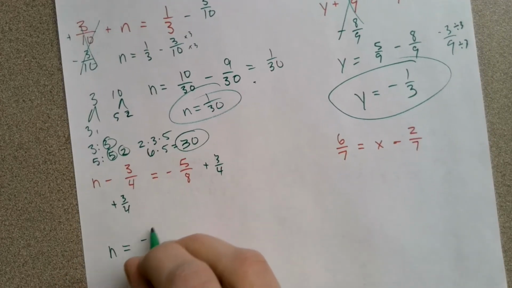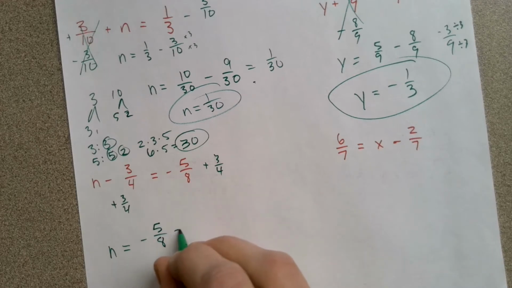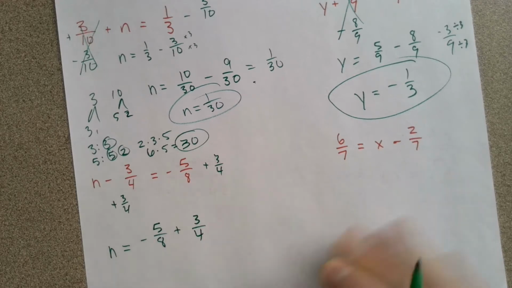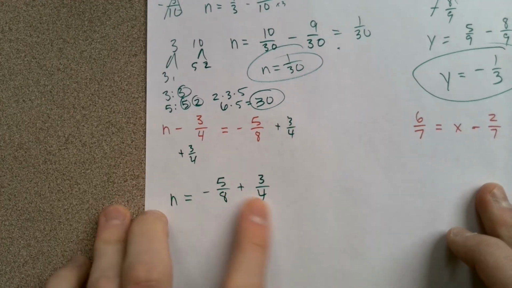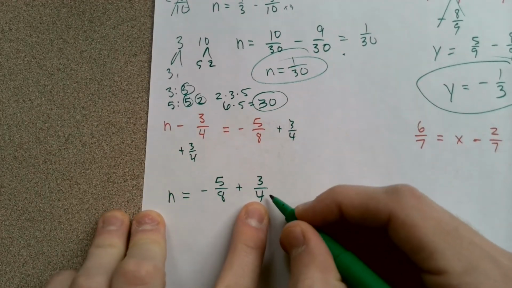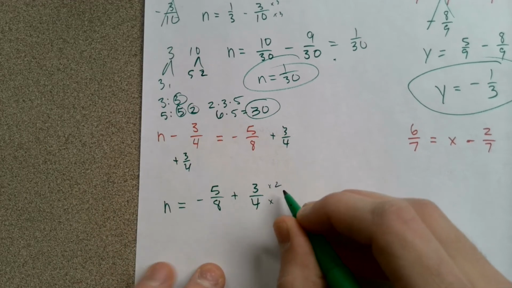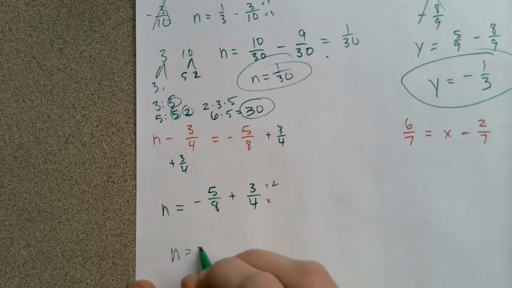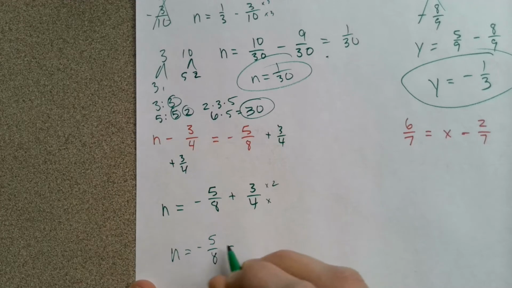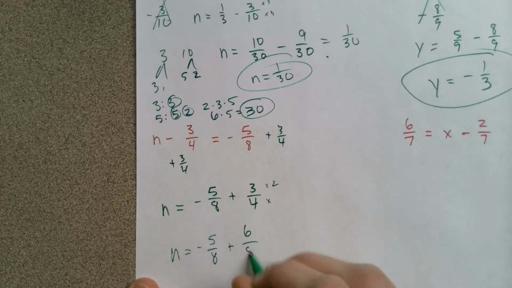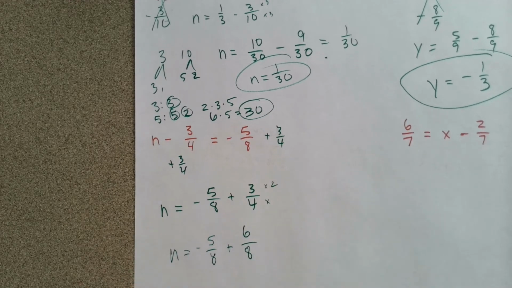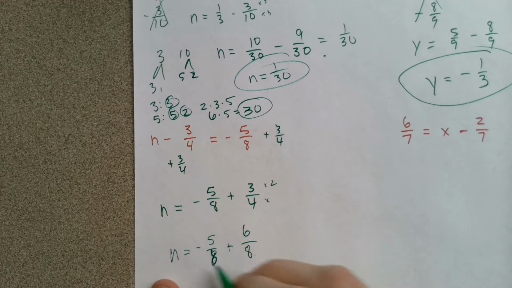n equals -5/8 plus 3/4. Right here, I see a really easy way to make these equivalent fractions. I'm just going to make this times 2 to get it up to an 8. So we're going to multiply that by 2, multiply that by 2, and I'll get n equals -5/8 plus 6/8. We're using those equivalent fractions. Those are going to come in handy a lot these next few days.